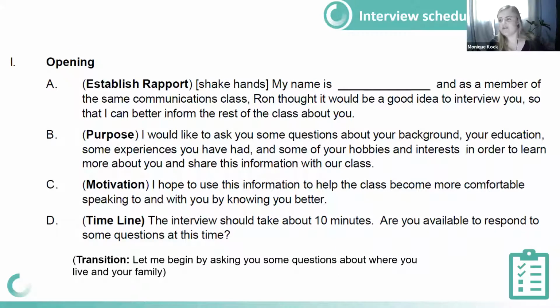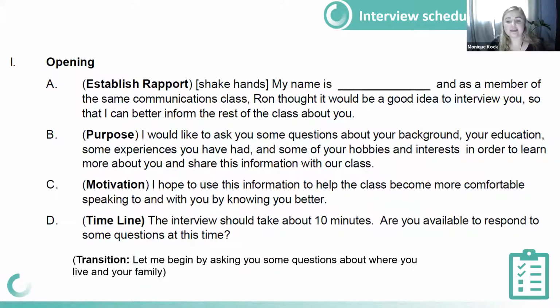So just to give you an idea what the opening should look like. If we start with an interview, the first thing that we are going to start with is establishing the rapport. We would introduce ourselves and also chat to the interviewee as to what they can expect, which leads to the purpose. What are you going to ask this participant? What are the aims and objectives? And if you can, also provide motivation.